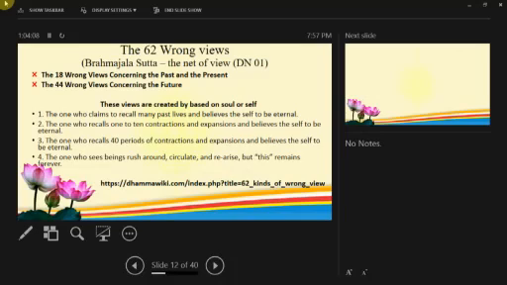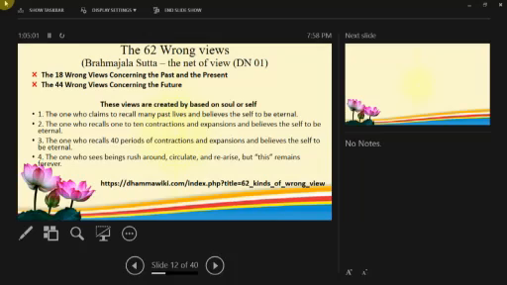Okay, then we found 62 wrong views mentioned in the Tripitaka. This is, of course, from the first discourse of Digha Nikaya, Brahmajala Sutta, the net of view. I have a rough, very simple version of the information here. The next two slides will give you some information, but do not worry about it. You may read it later on. Simply understand that there are 18 wrong views concerning the past and the present, and 44 wrong views concerning the future. They are all about self.